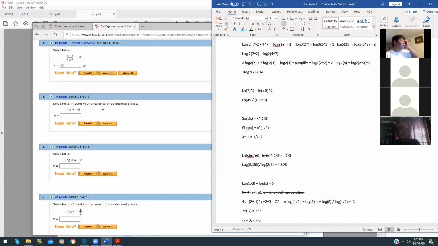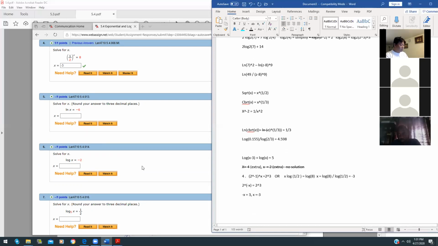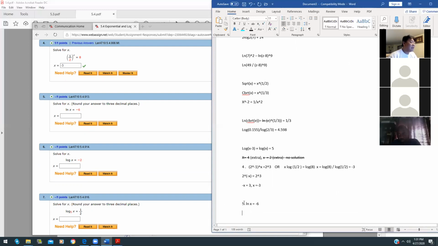So how do we do question number 5? This is easy. How do we do ln questions? You move your base. Ln is base e. Don't forget, ln is base e. So what you do is you move the base. So x in this case will be e to the power of -6. And then you use your calculator to do this. So what is e to the power of -6 in your calculator?